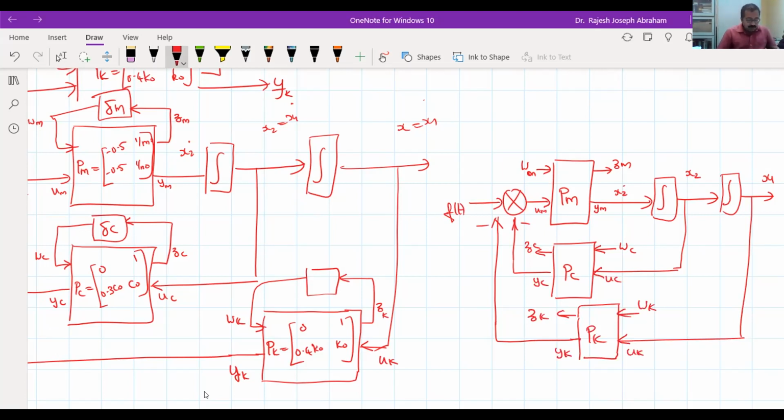Okay, so you tell me how many inputs do we have here? Any idea? There are 4 inputs. Okay, which are the 4 inputs? F of t is one of the external exogenous inputs. WM is another exogenous input. WC is yet another exogenous input, and WK is the 4th exogenous input. Okay.